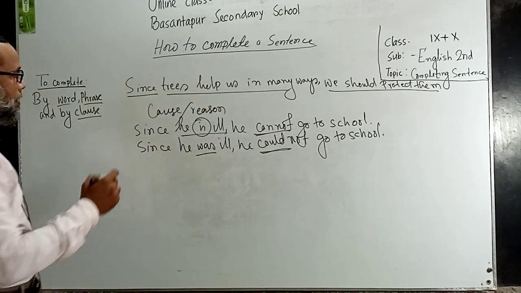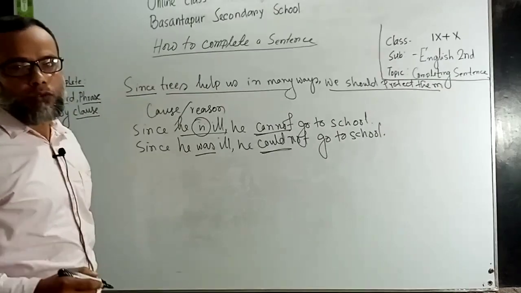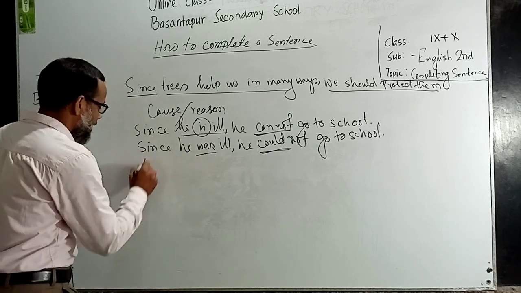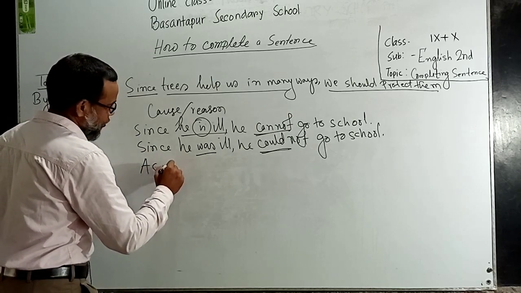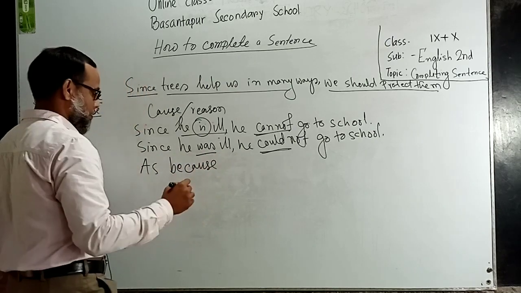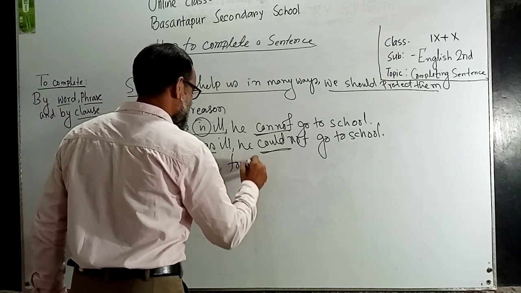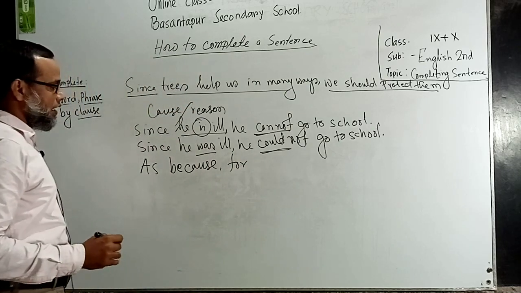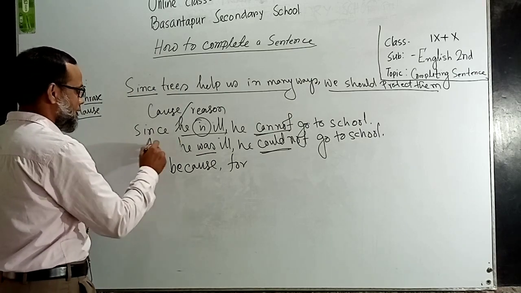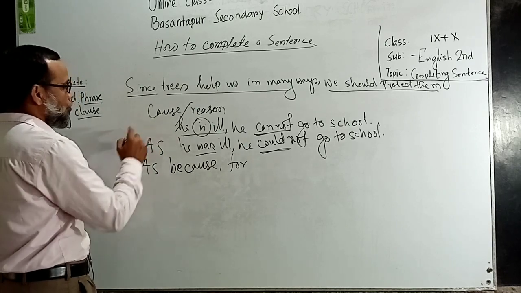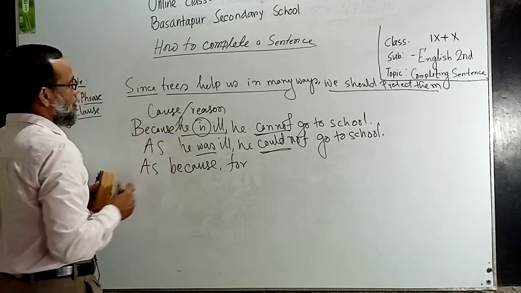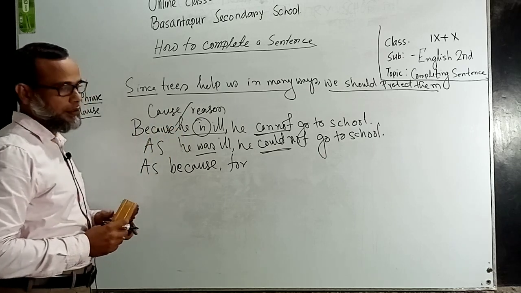In this way, there are more conjunctions like this: as, because, for. It is the same if we use because, no difference here.